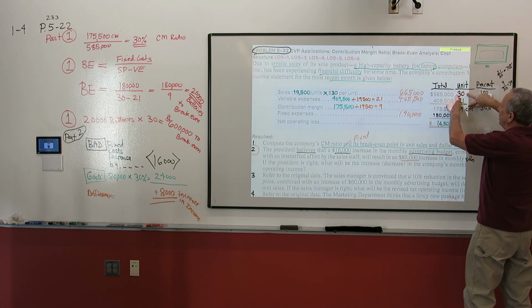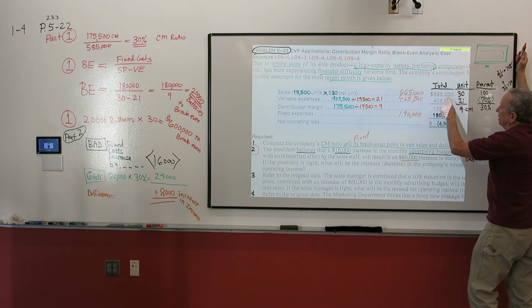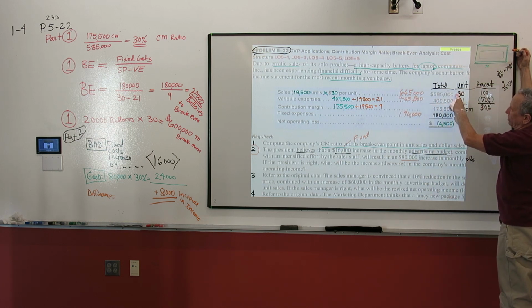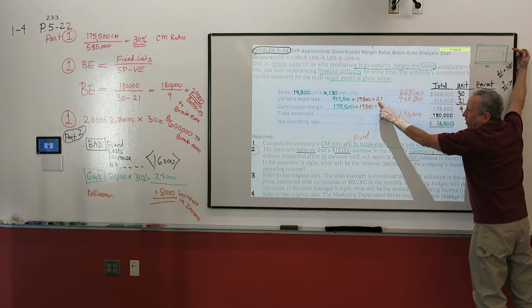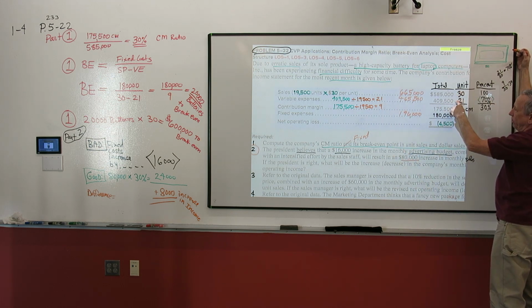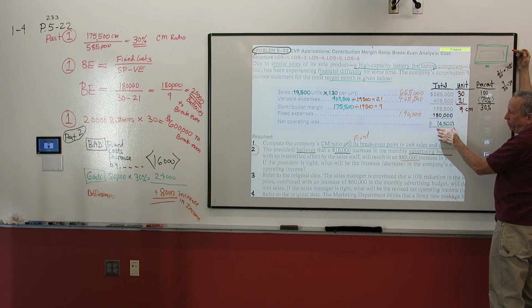And we know that each unit, these batteries, I drew a picture of it. If the battery sells for 30, it costs us 21 for materials and labor. That gives us $9 in contribution margin. Every time we sell a battery, we get $9, and the $9 goes towards covering fixed costs and then profit. But do you remember, we're losing money right now.